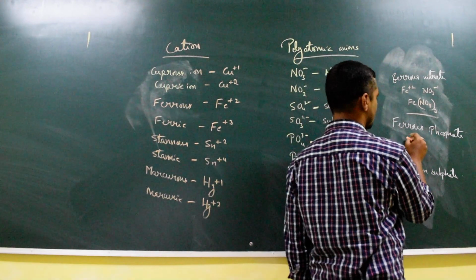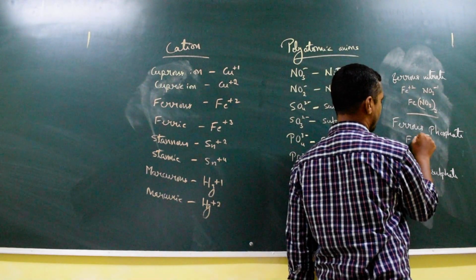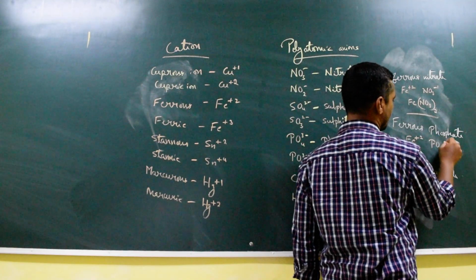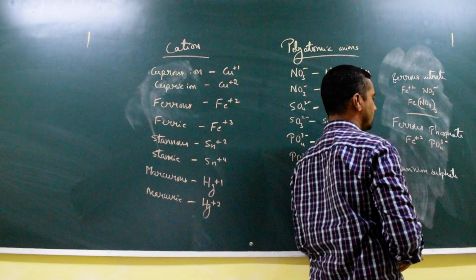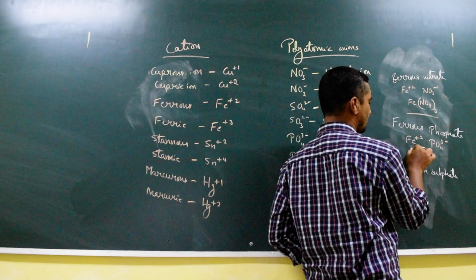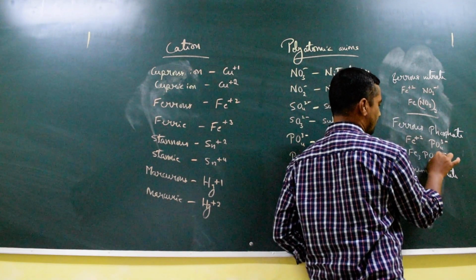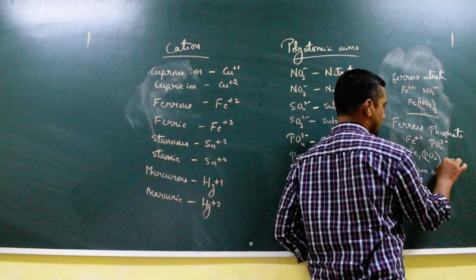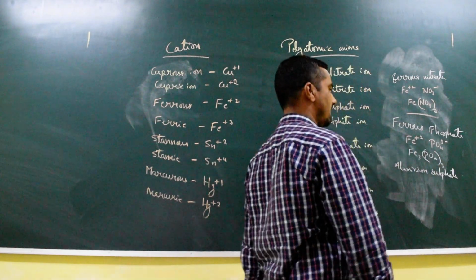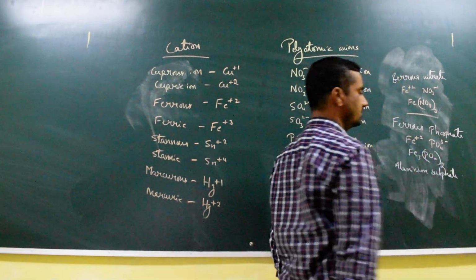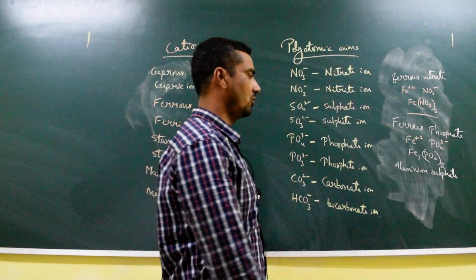Come to the ferrous phosphate. That is ferrous Fe+2 and phosphate is PO4 3 minus. So now the formula of the compound is Fe3(PO4)2. Sorry, Fe3(PO4)2, with PO4 twice. Right. Now come to aluminium sulfate.